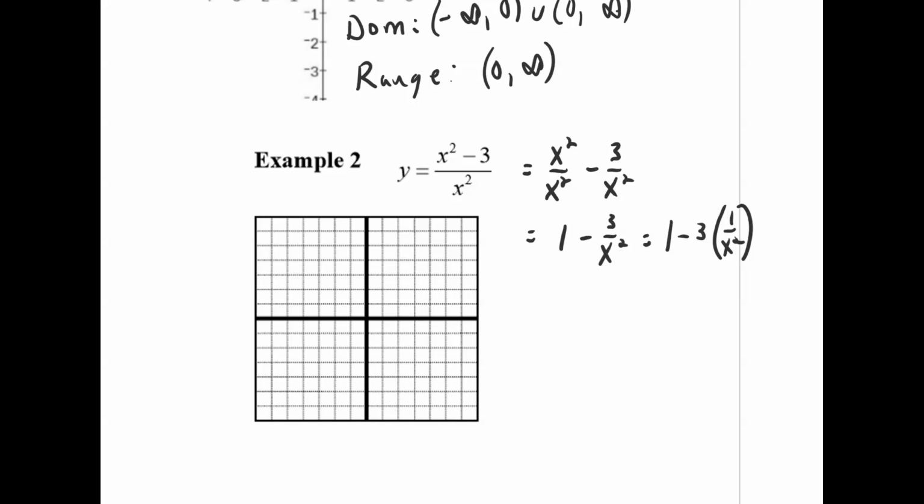Now, there's the parent function, 1 over x squared. It's being multiplied by a -3, which means it's going to vertically stretch and vertically reflect. And it's being moved vertically 1 unit up. Okay? So let's look at this as a transformation rule.